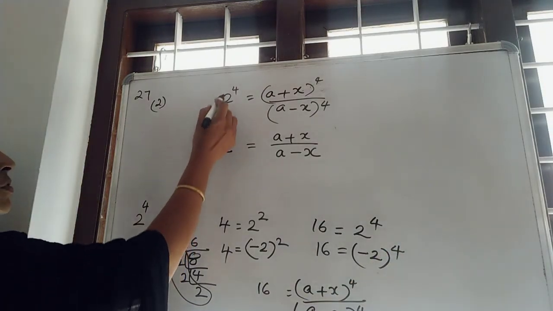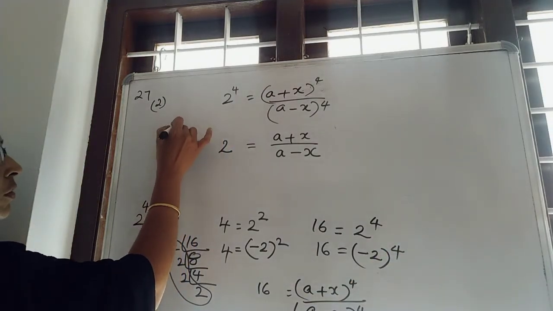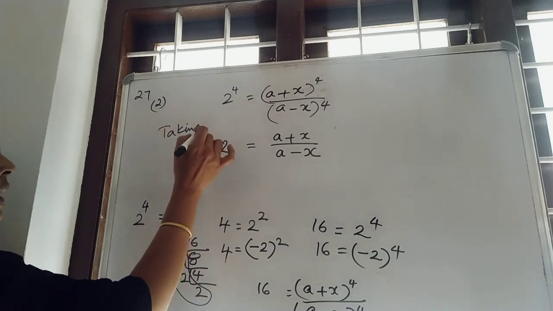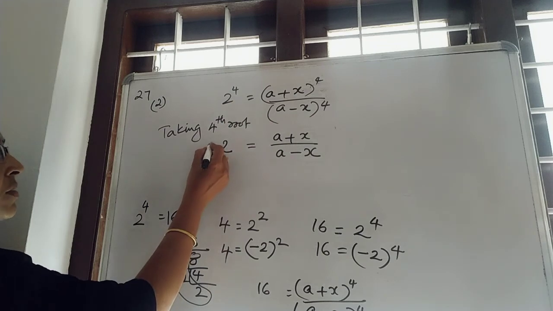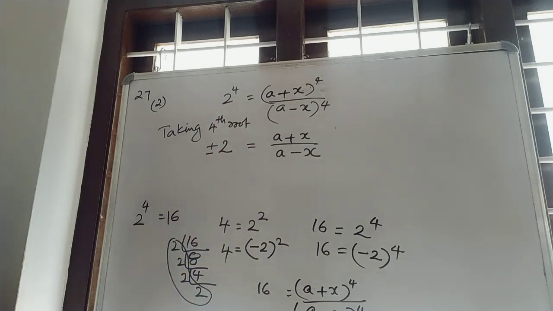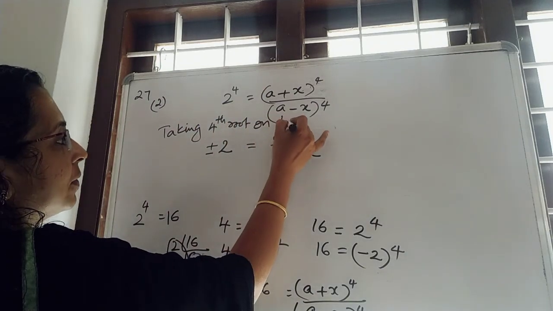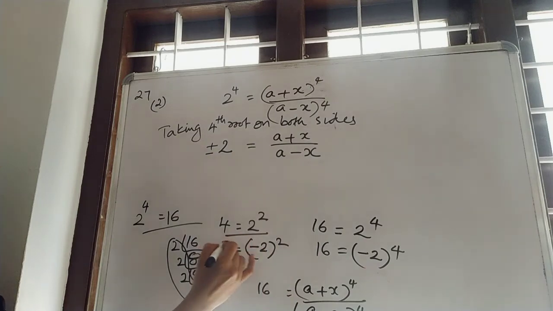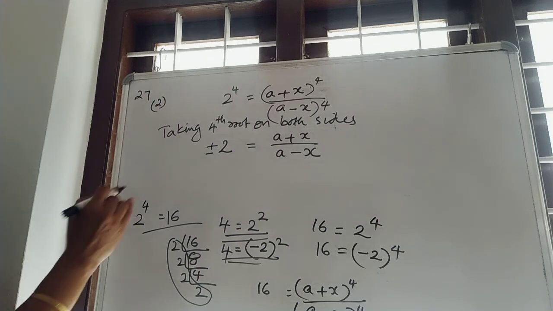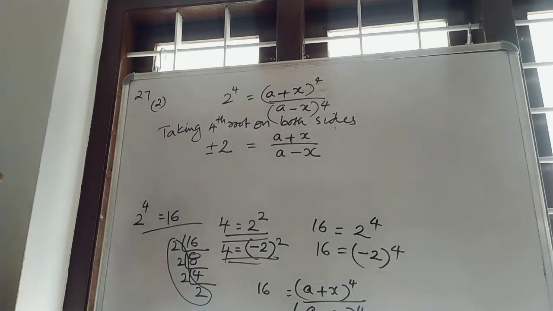So 2 raised to 4. If you are taking the fourth root, we will get two values. Taking fourth root on both sides, same as the square root, same as square, we will have plus or minus 2. If you are taking the fourth root, I think it is clear. So plus or minus 2 will be the values.